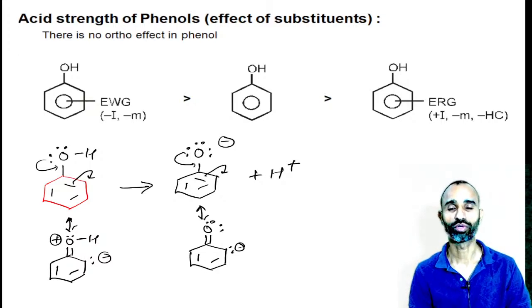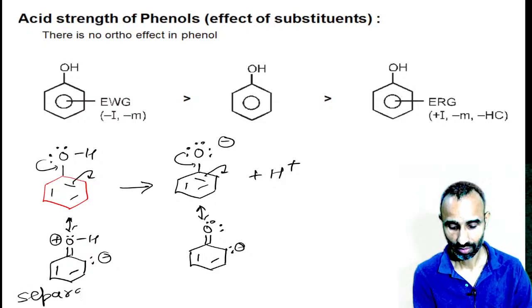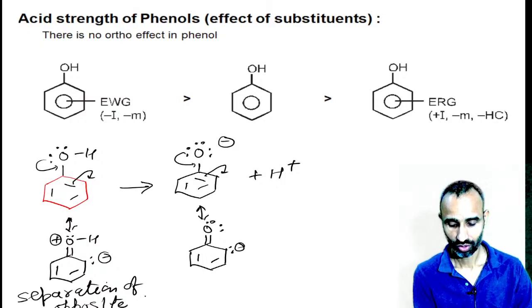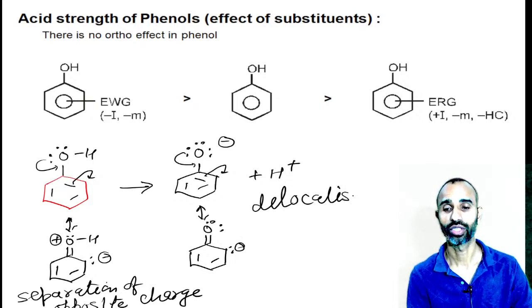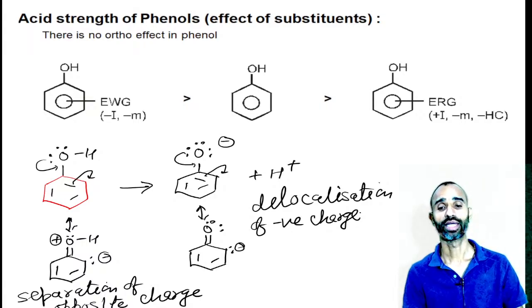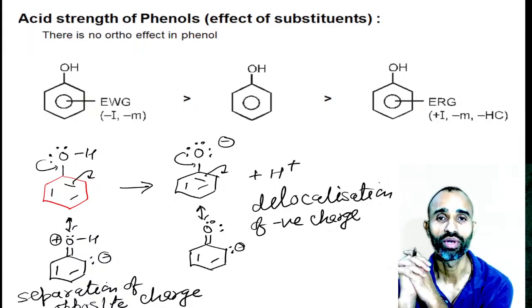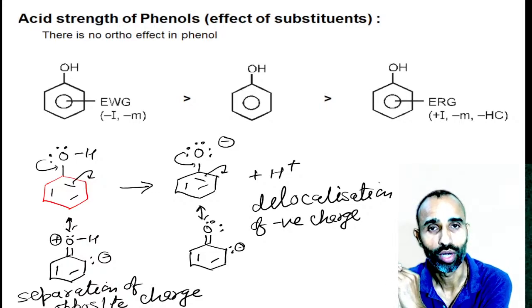There are resonating structures where there is separation of opposite charges. But in case of phenoxide ion, there is delocalization of negative charge. That's why phenoxide ion is more resonance stabilized than phenol, and that is responsible for the acidic nature of phenol.